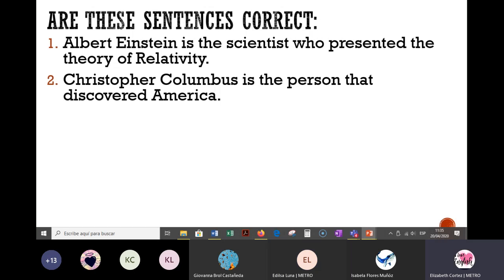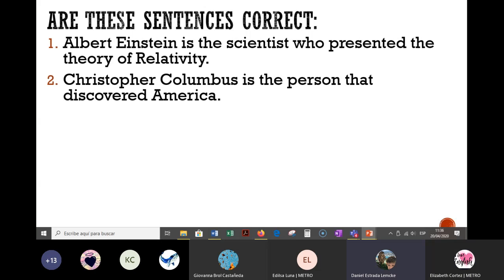Okay, number 2, please read it. Christopher Columbus is the person that discovered America. All right, is that a correct sentence with a DRC? Yes. Let's analyze it. Which one is the subject? Christopher Columbus. And the noun describing the subject? The person. Excellent. And the DRC?